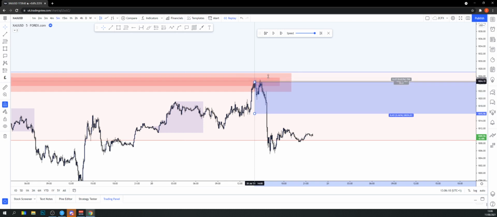And again, stops: if you're more of a calm and collected trader, your stops would be above the hourly order block. But if you're more aggressive, your stops would be above the 15-minute order block.